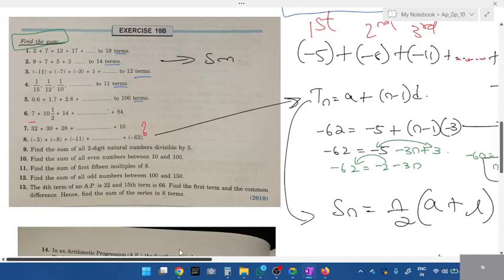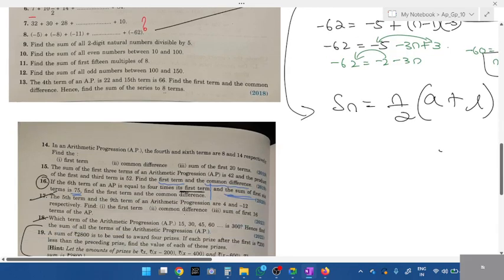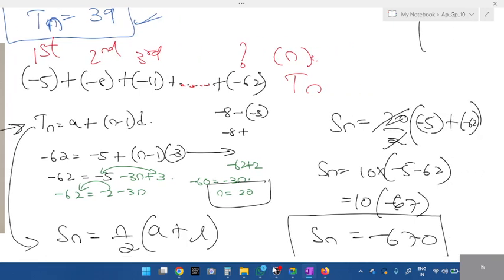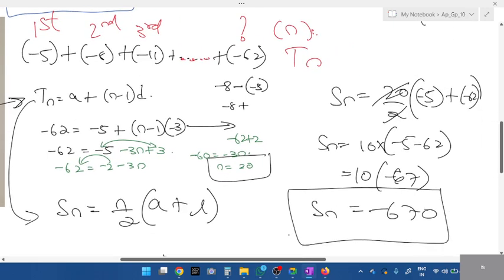Sn is -670. Just a minute. Divisible, 15, fourth term. Okay. An AP is given, fifth term. Complete it, do it. We'll try. We'll continue up to 7.